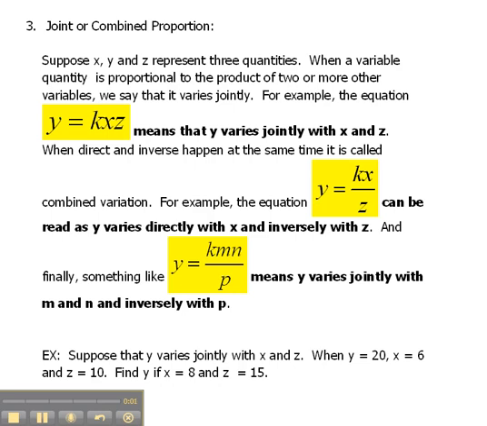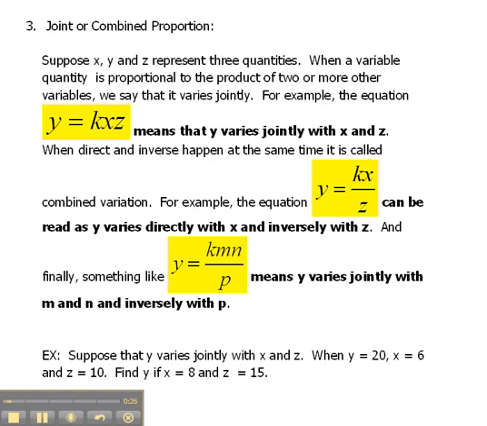Now, we've already covered the direct proportion and the inverse proportion. And those are the basics of all of the proportion problems. Now you can combine them, put them together, and that would be like joint or combined proportion problems. So let's look at something that would indicate that you are going to kind of put things together.